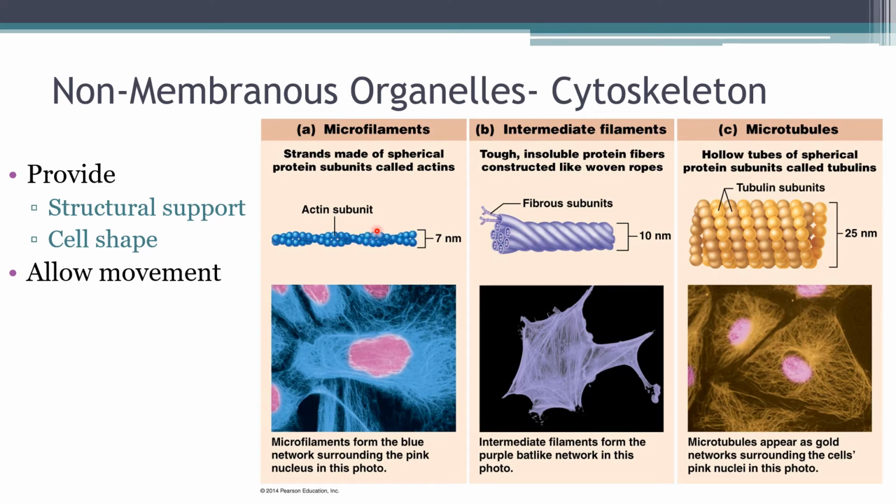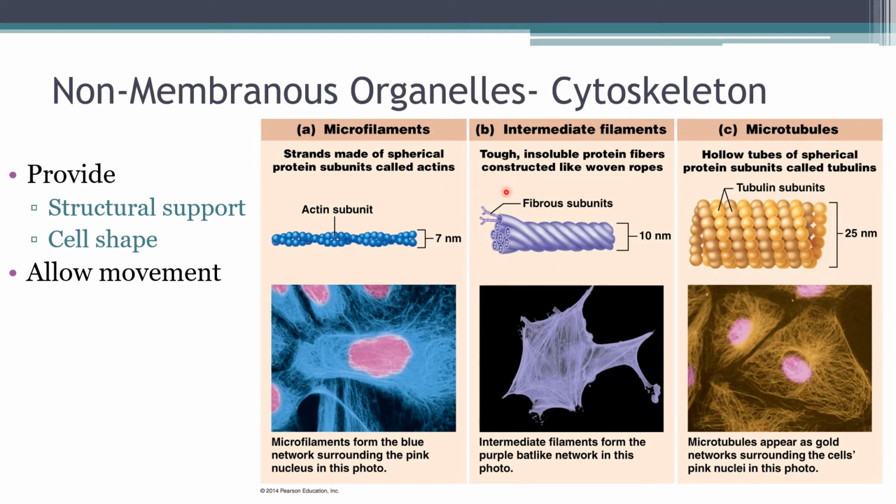They participate in cellular movement and also in cell division. These microfilaments we'll talk about specifically when we get to our chapter on muscle tissue, because these are the cytoskeletal structures that make muscle contraction possible.